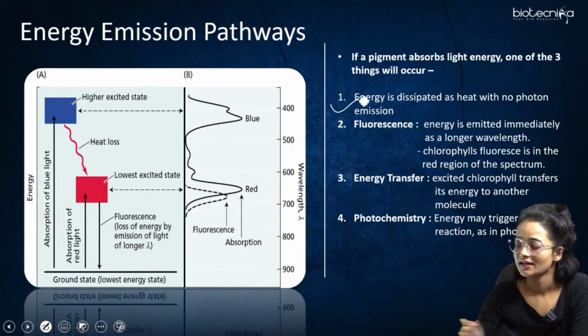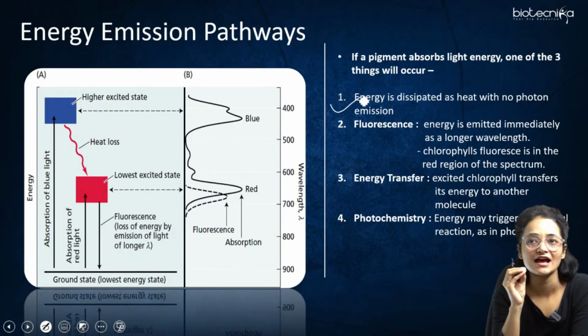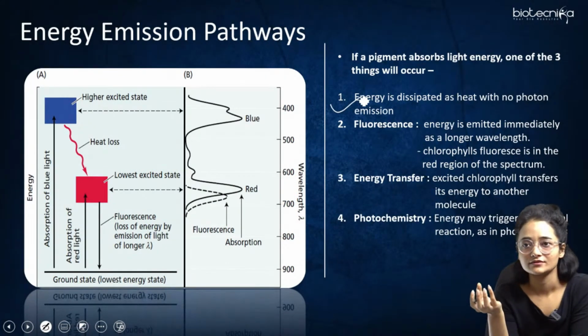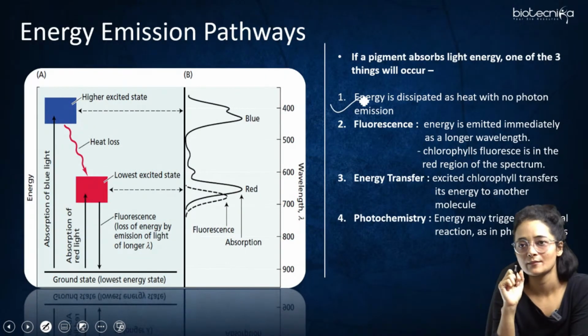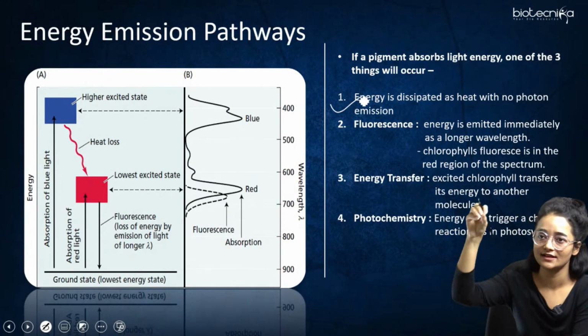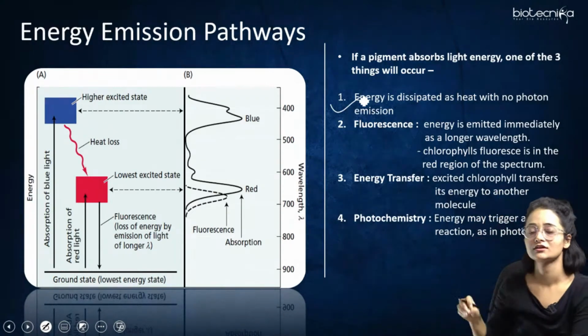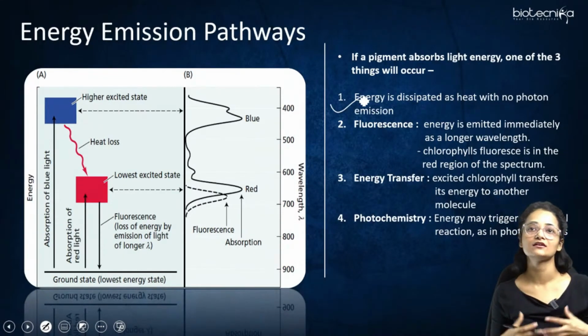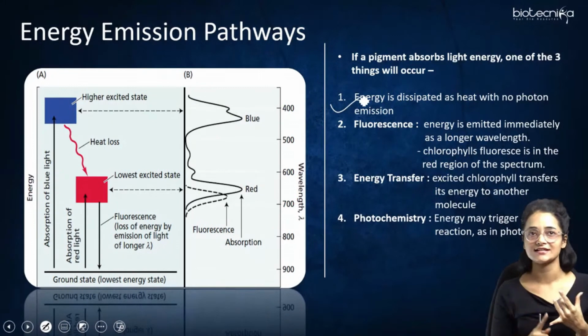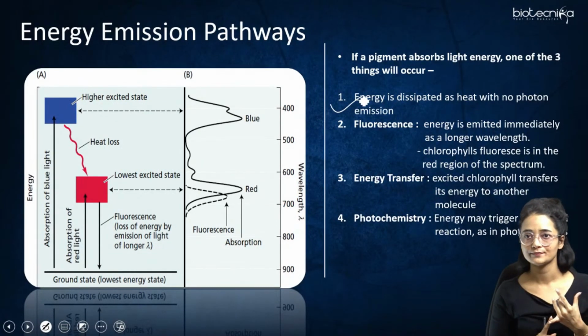Firstly, the energy is being dissipated as heat with no photon emission. So there are chlorophyll pigments that have absorbed some amount of light and have reached from the ground state to the excited state. Now coming back to the ground state, what happens? They can dissipate the energy that they have absorbed in the form of heat, where there will be no photon emission. This is one way in which the energy emission takes place in plants.